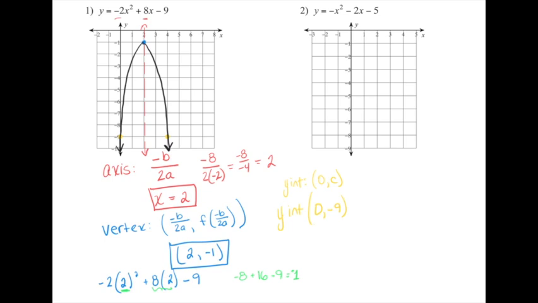So let's go over it really quickly. Axis is negative b over 2a. Find that, and then it's x equals that number. Vertex. The x value of your vertex is whatever you found for your axis of symmetry. Your y value is what happens when you plug it into your equation. And then your y-intercept is just 0, c. Once you have all those pieces, you should be able to sketch your graph by mirroring that point.